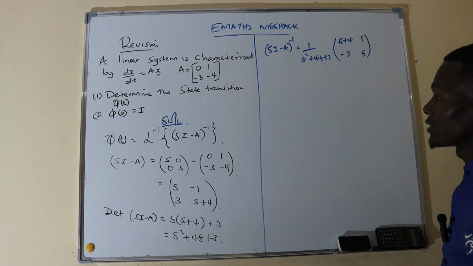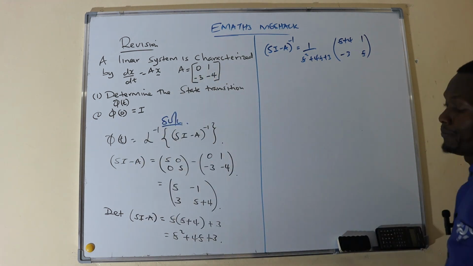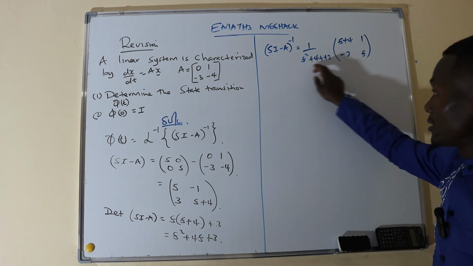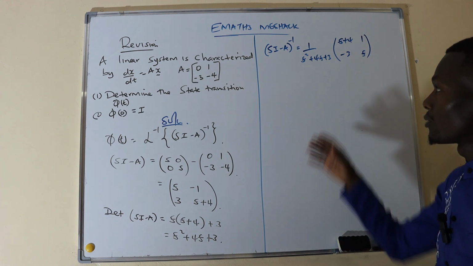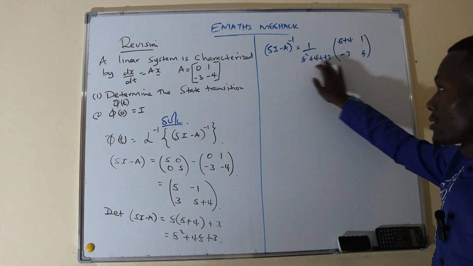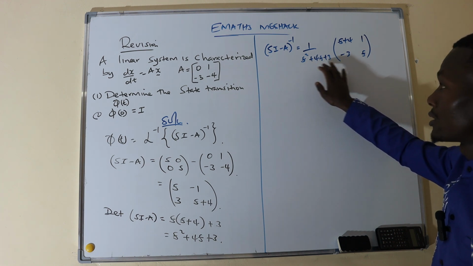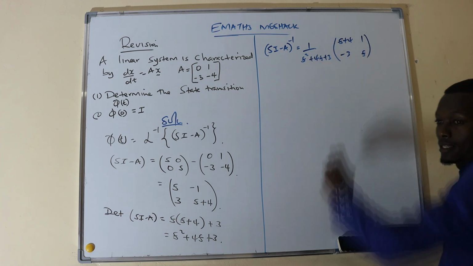We are supposed to multiply each and every element before we now find the Laplace inverse for the matrix there. Now, this determinant here can help you understand what you're supposed to do next. So when you find that, you can factor out this particular expression. It is not an equation, it is an expression, because we don't have an equal sign, so we can split this in terms of factors.